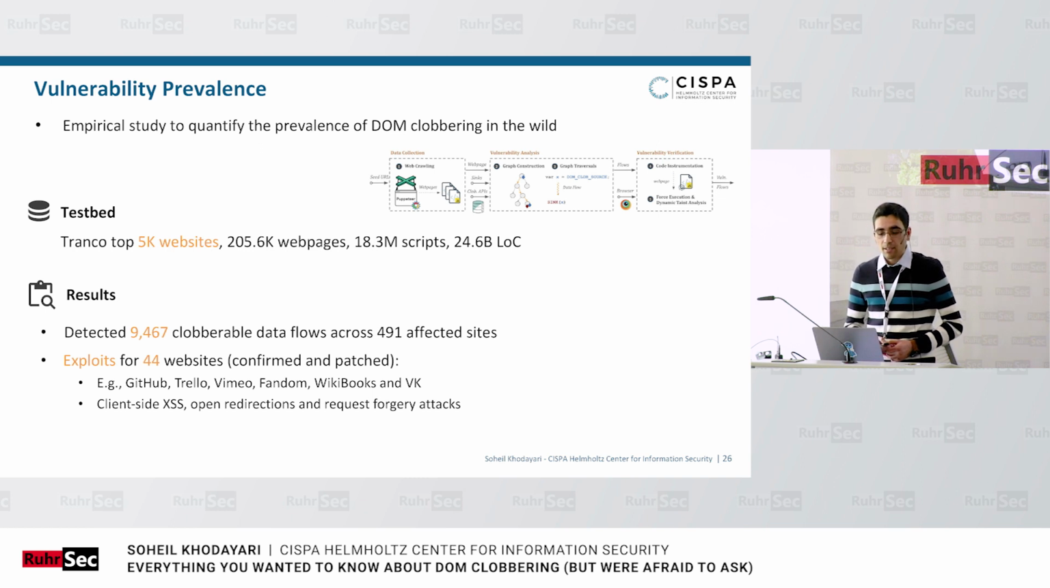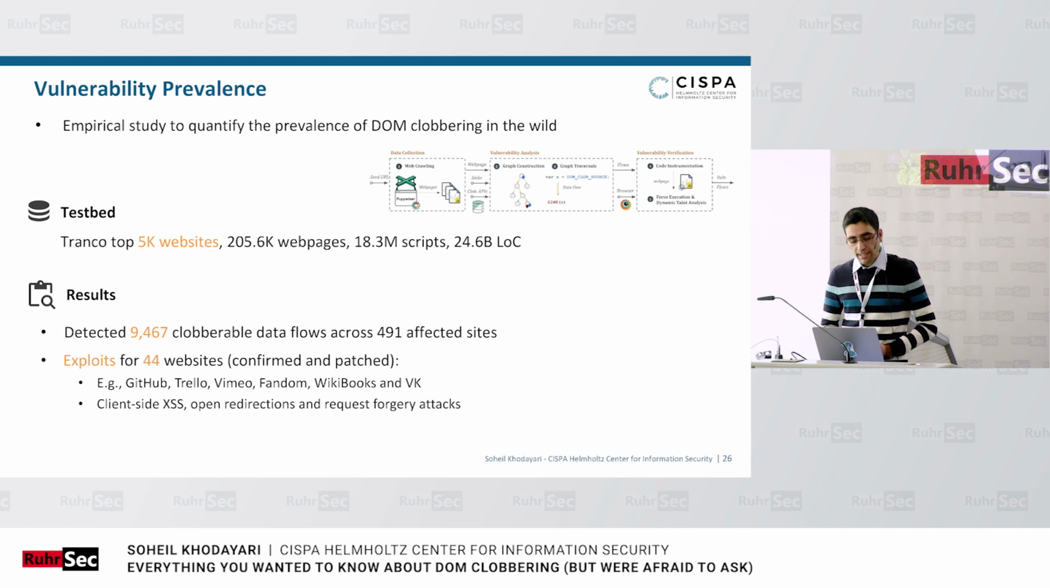Out of these, we created actual exploits for 44 websites, all of which were confirmed and patched, including GitHub, Trello, Vimeo, Fandom, and other popular websites. And these essentially allowed attackers to obtain client-side cross-site scripting, open redirection, and request forgery attacks.